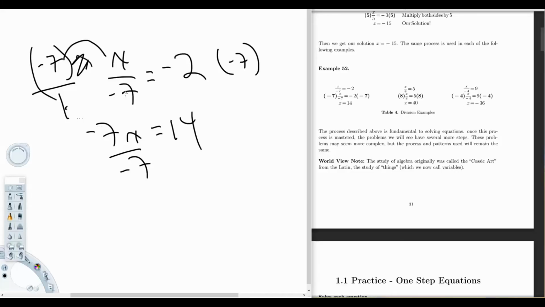Right? 1 times negative 7 equals negative 7. So you have to think this is multiplied. So if you see this and this is the same, you can eliminate it. And that becomes x equals 14.